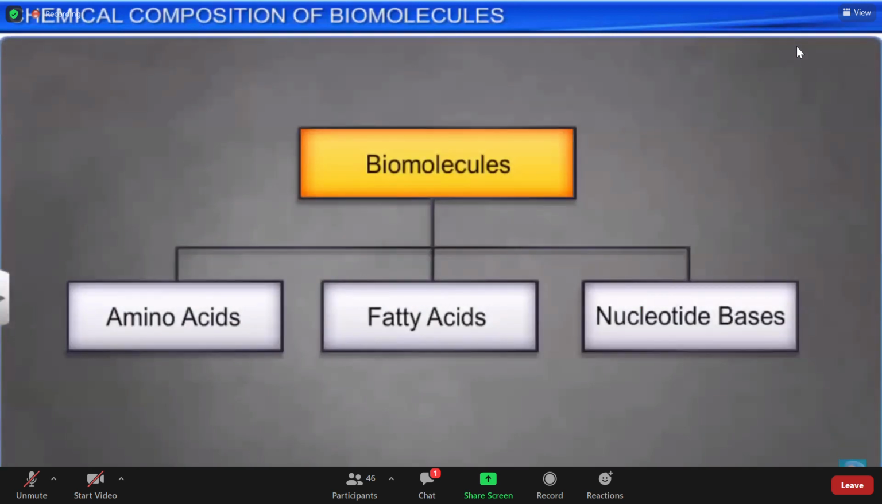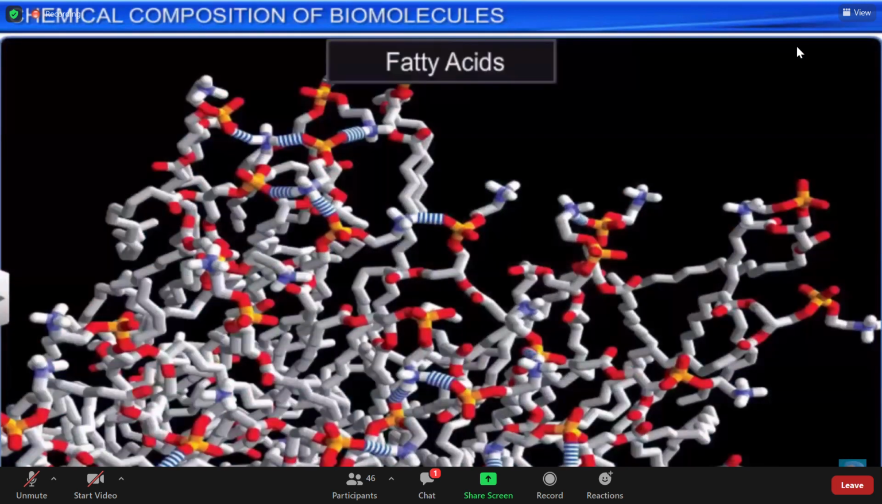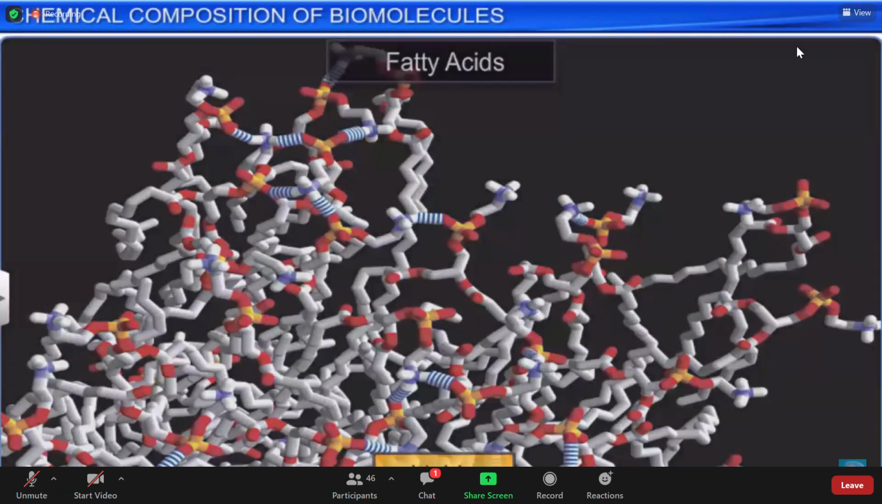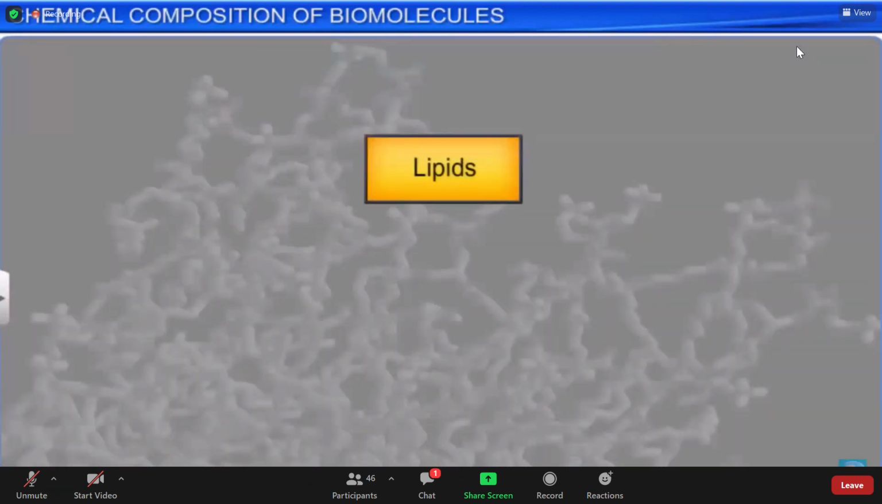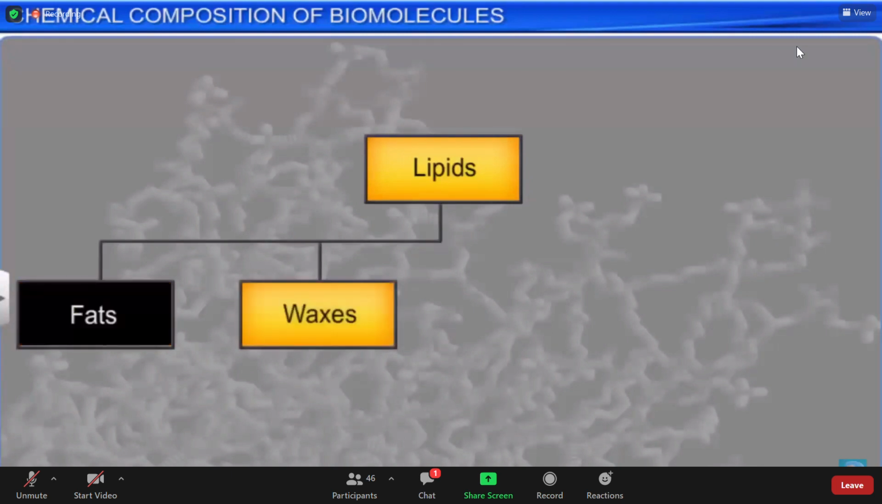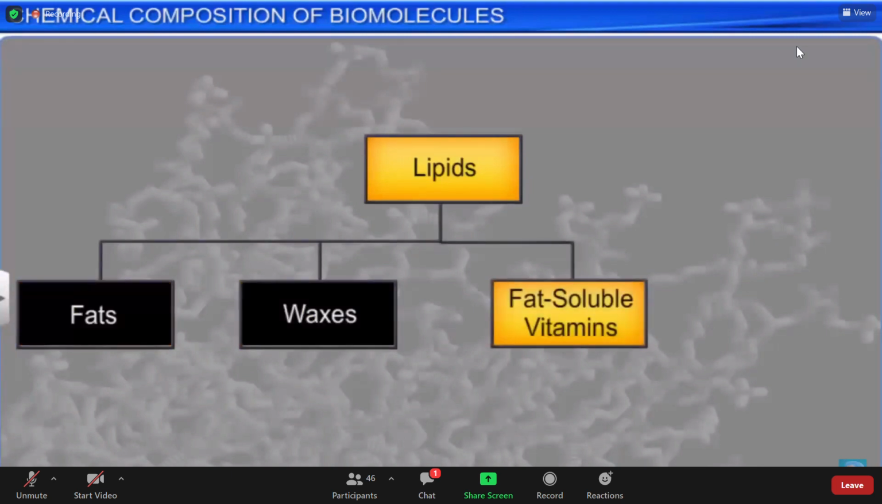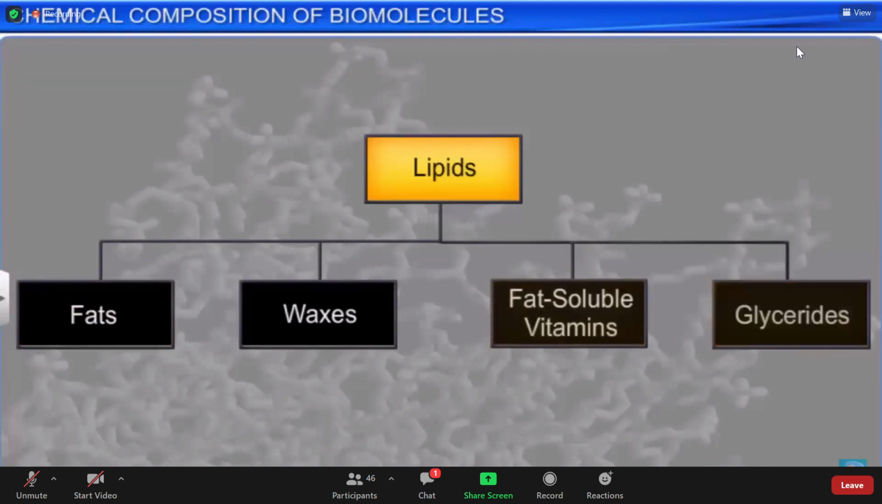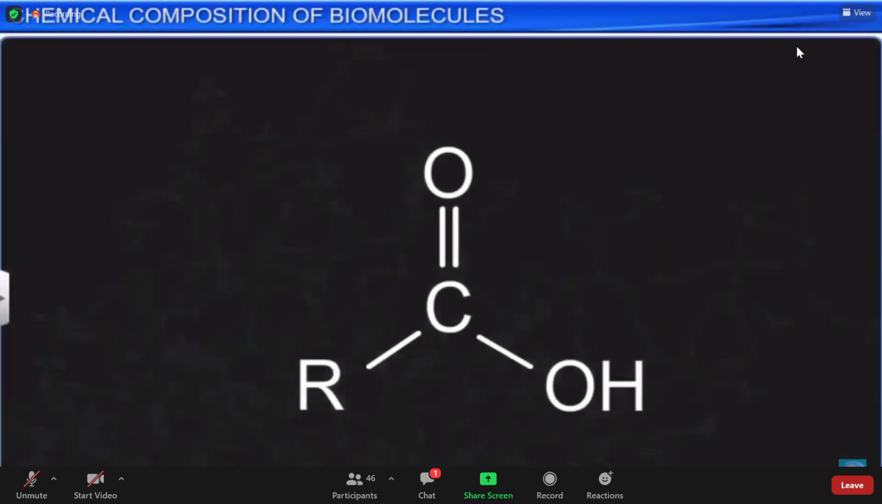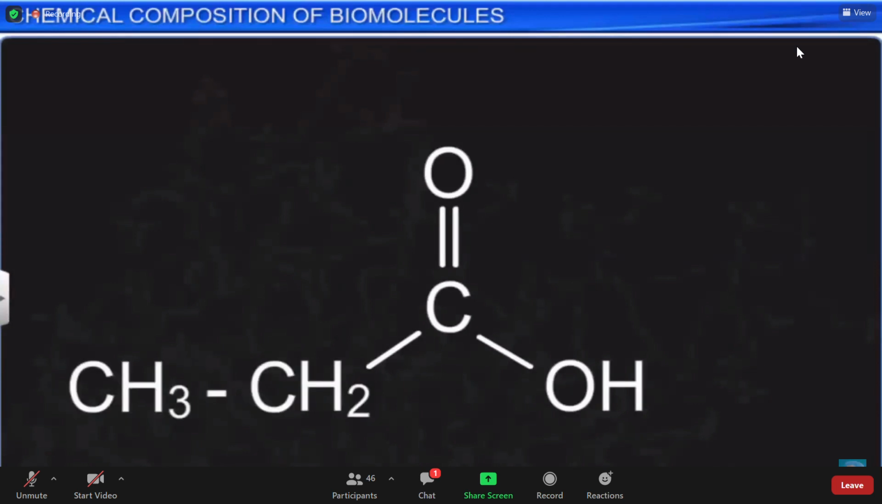Another group of biomolecules is fatty acids. Long chains of fatty acids and their derivatives lead to the formation of lipids. Lipids include a broad range of molecules such as fats, waxes, fat-soluble vitamins, and glycerides. They are generally insoluble in water. Fatty acids that form lipids have a carboxyl group attached to an R group. The R group could be a methyl, ethyl, or a higher number of CH2 groups with 1 carbon to 19 carbons.